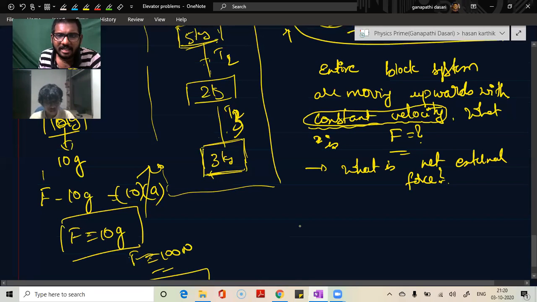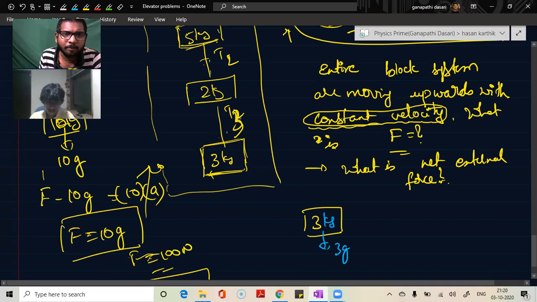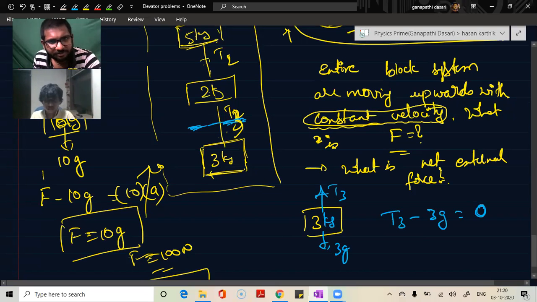You can get it easily. To get T3, you have to draw the free body diagram for the 3 kg block. The 3 kg downward force is 3G. Tension is a pull, so T3 will be upwards. So T3 minus 3G is equal to 0, because it's going with constant velocity.